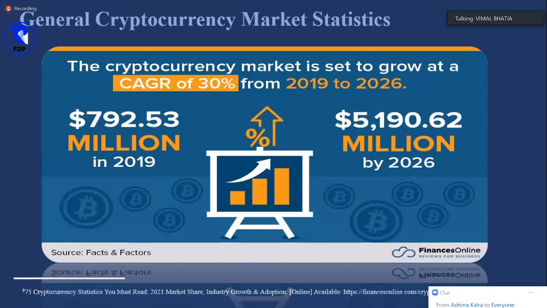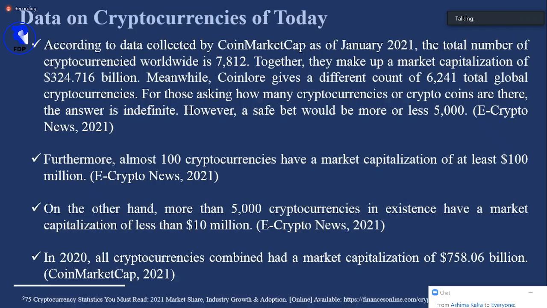This is one figure that shows the cryptocurrency market is set to grow at 30%, from 792 million US dollars in 2019 to 5,190 million in the year 2026. So this is a very optimistic viewpoint. Then there are other reports as well from CoinMarketCap, which also say it is going to go even higher. People are asking how many crypto coins there are, and in theory the answer is indefinite. Then there are questions about how much one should keep as an individual. So there's sort of interest over the years. Furthermore, there are about 100 cryptocurrencies in the market, and there has been news of some increasing a lot in the last few years.